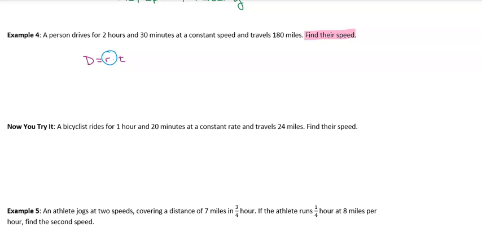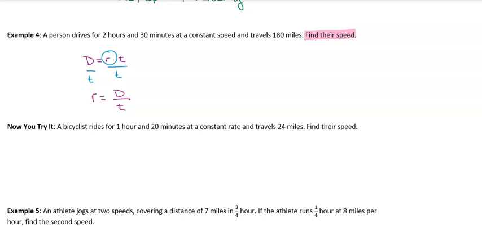You can go ahead and rearrange the formula so that you divide both sides by T and get R equals D over T if you want to. And then you would just plug everything in. I can probably do this both ways, and that way you can see it both ways.